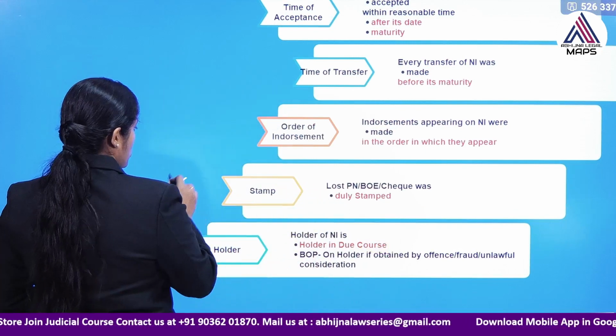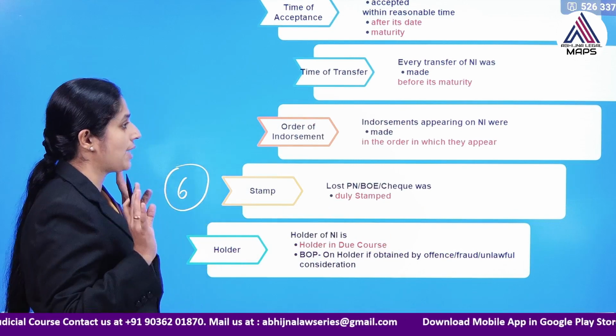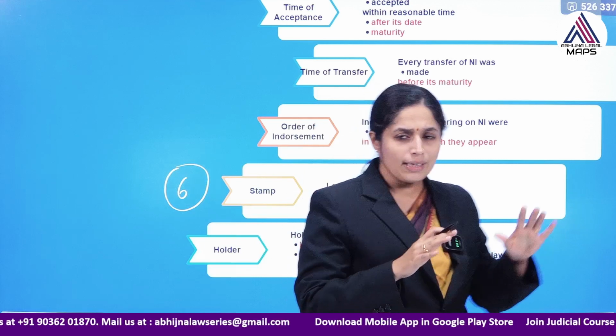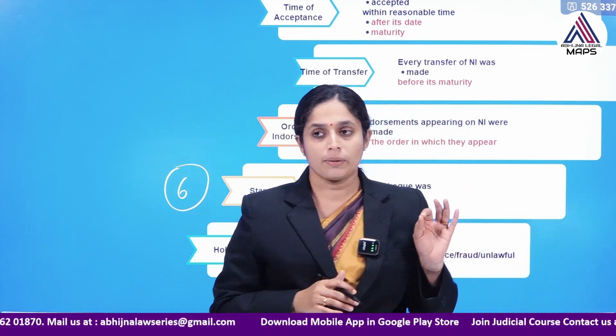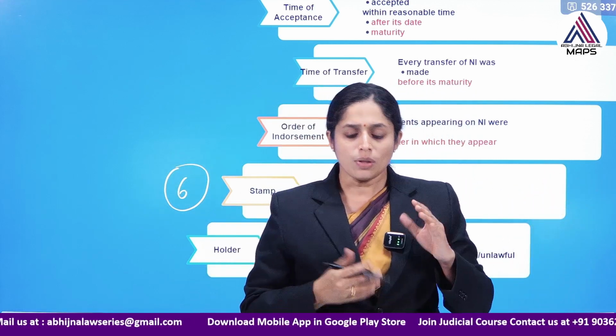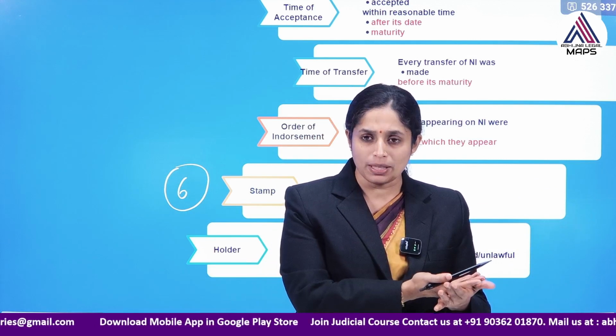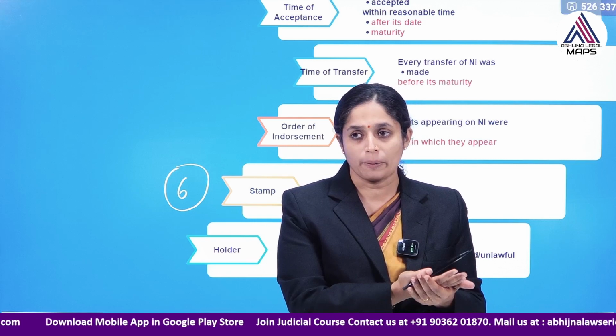What does the sixth presumption say? It speaks regarding the stamp. Most negotiable instruments, unless they are exempted, need to be stamped. Okay? Whether it is stamped can be seen if there is a stamp, just by its appearance we can find out whether it is stamped or not.